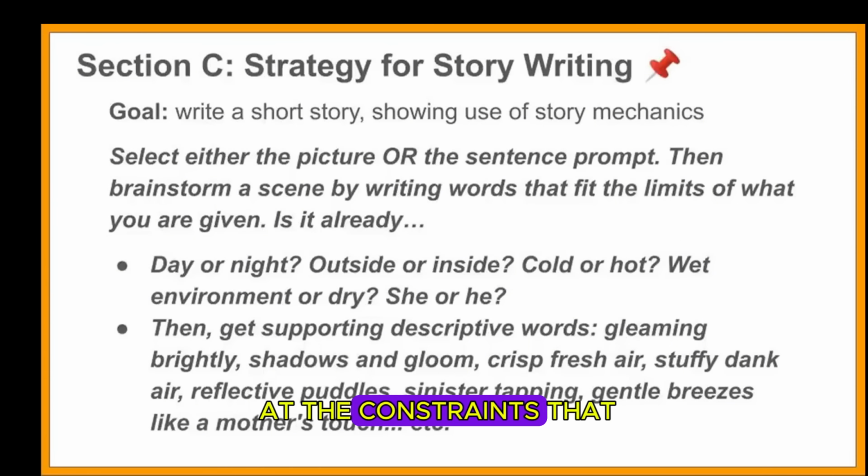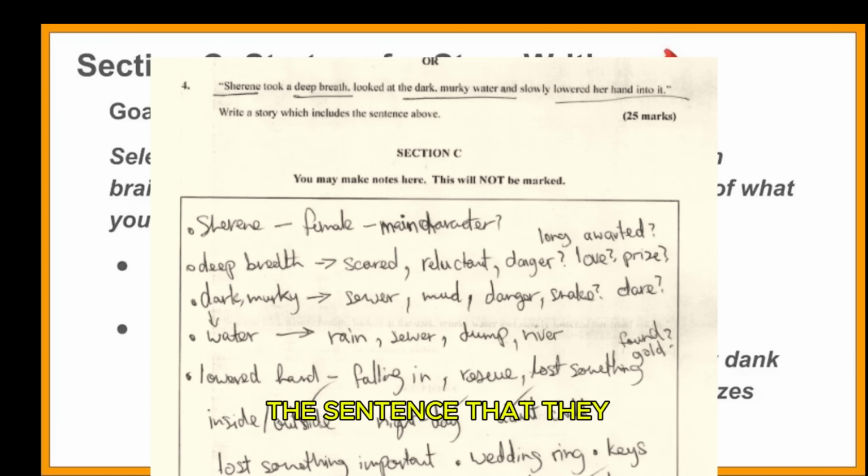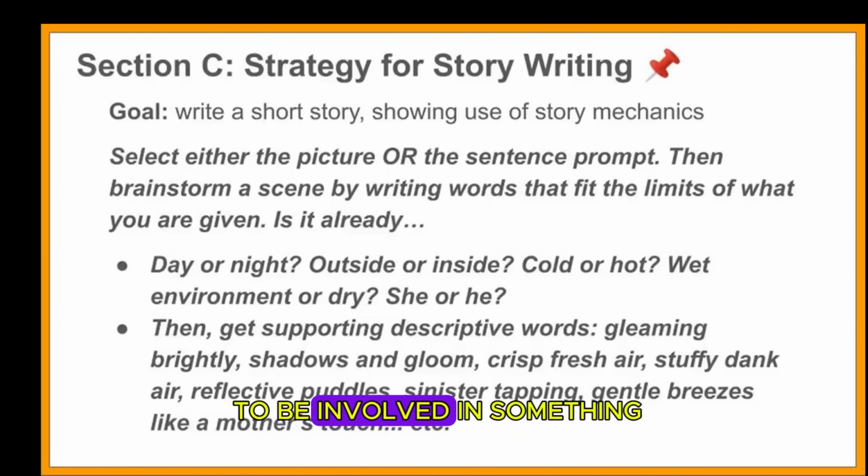Then you want to look at the constraints that are being set for you by what they've chosen. So if the picture clearly shows that it's day, then it's going to be strange for you to try to set your story at night. Or if the picture shows that you are operating outside, then you don't want to start setting a whole story to be something that's inside an office, right? So the same way, you can look at the sentence that they give you, and if they say that there's a she involved in the story, then she, a woman, a female, is definitely going to have to be involved in something here.